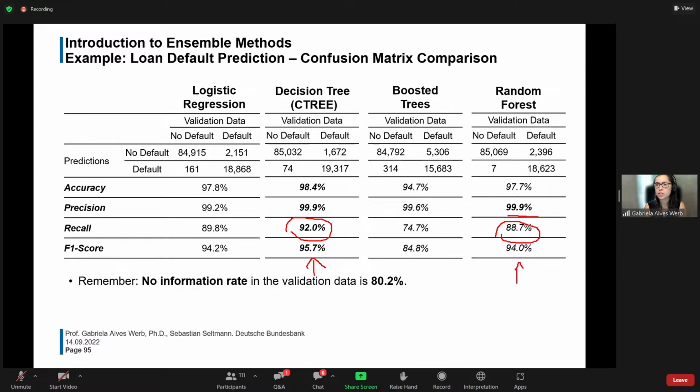And Madeleina's asking a question. Why is the no default so small compared to other methods in the random forest? So she's referring to the confusion matrix. In the random forest, there was a very small number of false positives. There were only 7 instances where we, for the random forest, predicted a default, but it was actually not a default. Even in the decision tree model, which overall mostly has better performance metrics, that specific type of error was 10 times as prevalent.